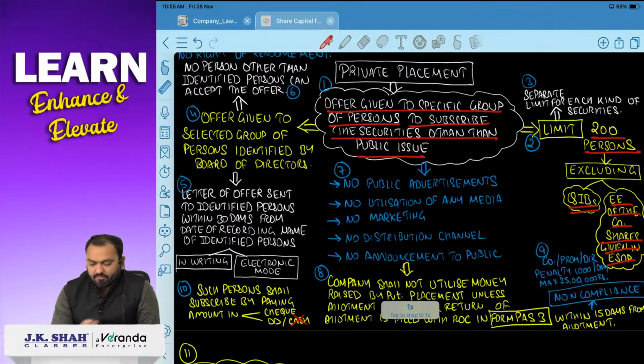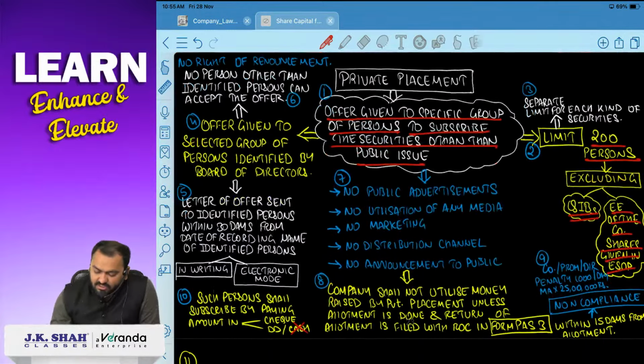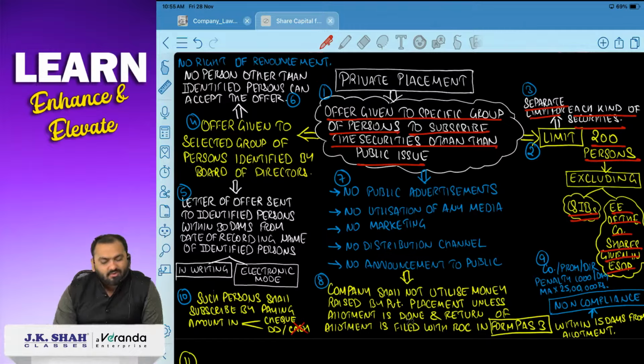Second point. Third point, when we are talking about this limit of 200 persons, a separate limit shall be treated for each kind of securities. You understood? Means 200 for each kind of securities. So 200 is not an aggregate number of people. 200 for preference, 200 for equity, that way. For each kind of securities, the limit is 200 persons. Offer can be made to a specific group of people, maximum 200.